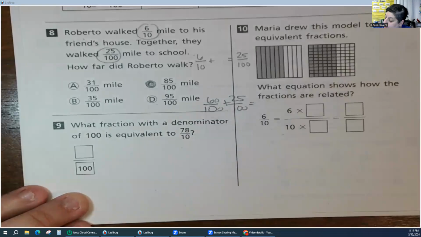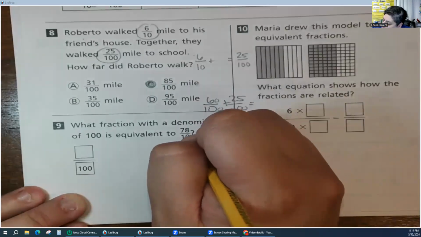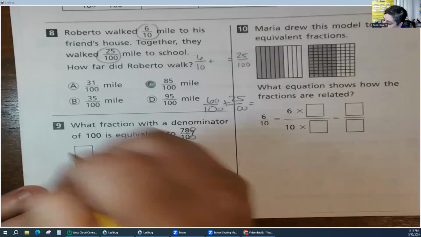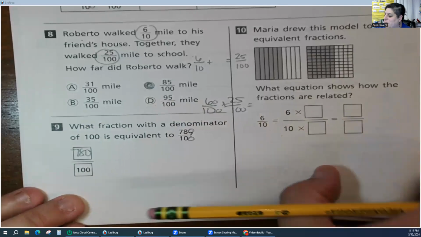That's tricky, but look, I'm going to help you, okay? If you add a 0 to the bottom and to the top, you can put 780 right there, and that would be an equivalent fraction.